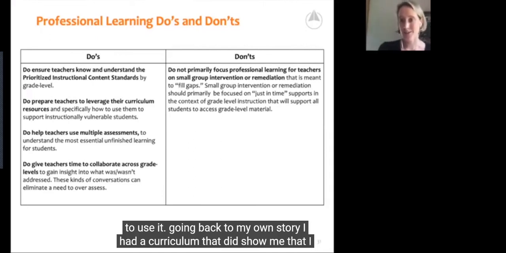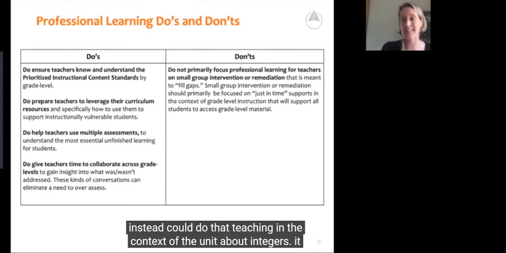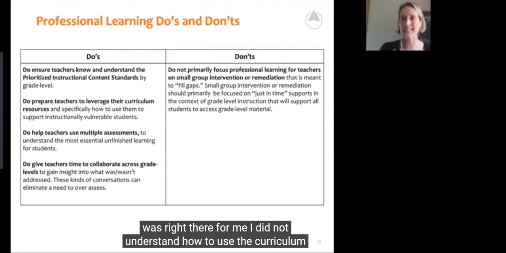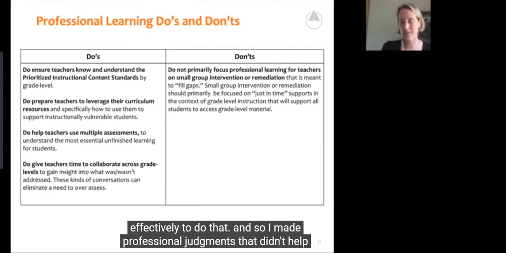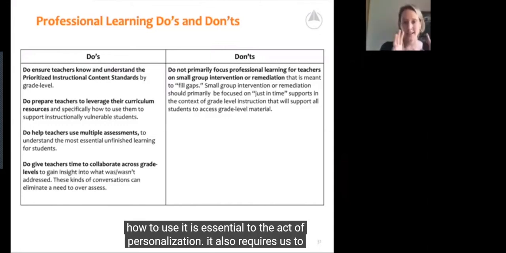Going back to my own story, I had a curriculum that did show me that I did not need to stop and spend time on subtraction with double digits, and instead could do that teaching in the context of the unit about integers. It was right there for me. I did not understand how to use the curriculum effectively to do that. And so I made professional judgments that didn't help my students in that case, that were in tension with the curriculum that I could have been leveraging. So how we help teachers understand the curriculum and how to use it is essential to the act of personalization.